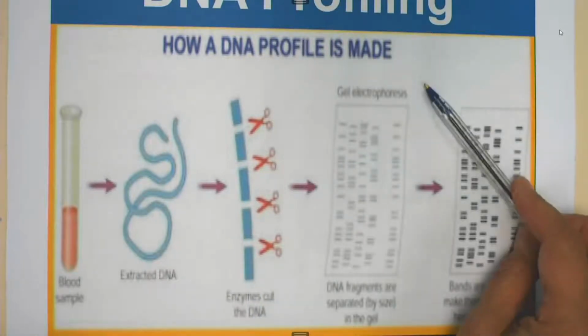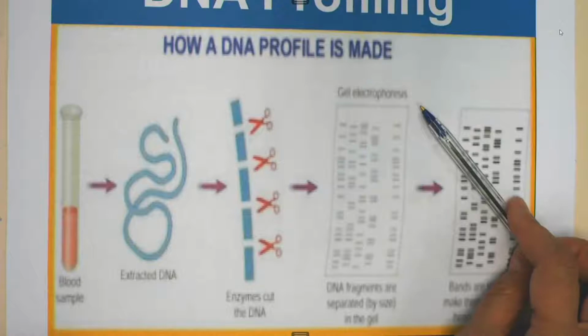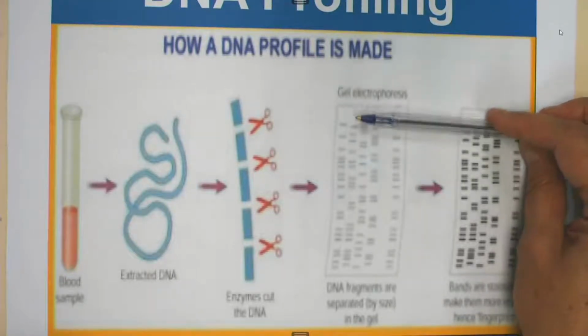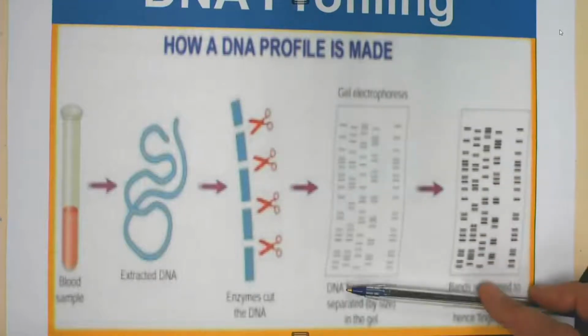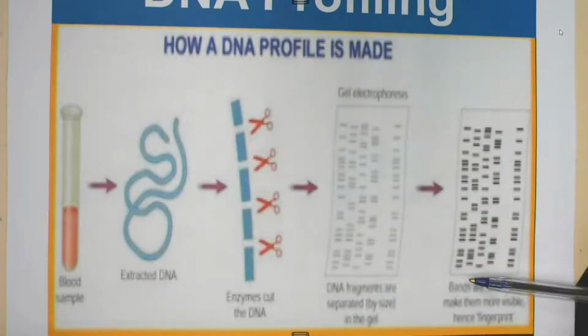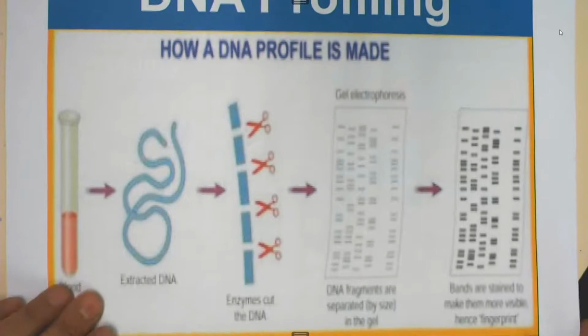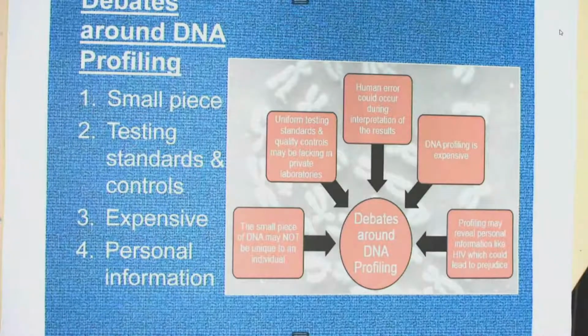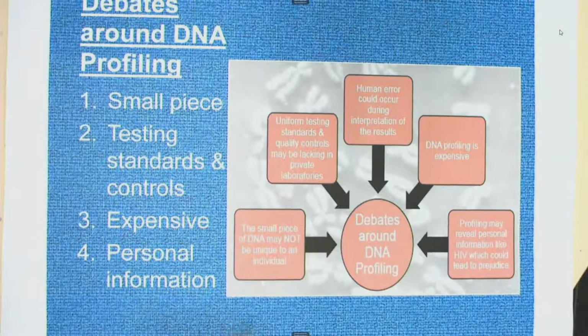It goes through a process of gel electrophoresis, and because of polarity in the DNA, it gives us that pattern, and then that is the pattern that you have seen now on the previous pictures for DNA profiling. Now, always when there's something that can help us, there are always problems or disadvantages when it comes to this.